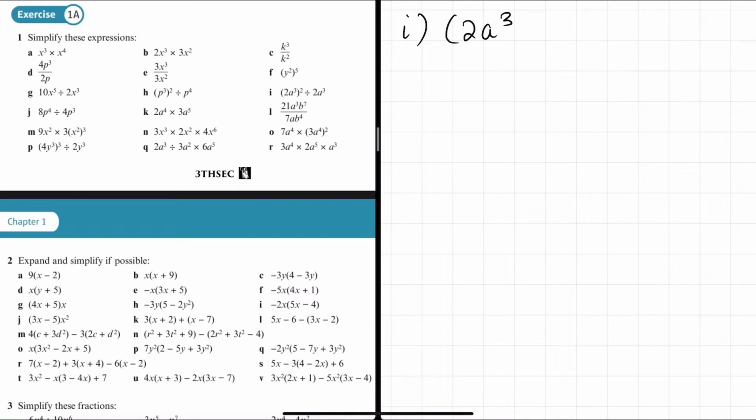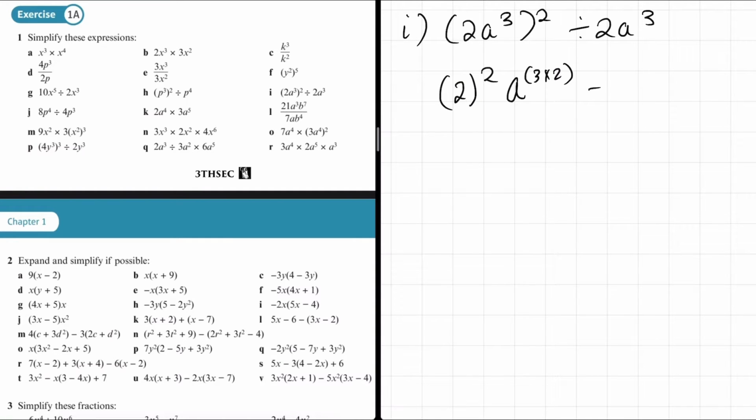2a cubed all squared divided by 2a cubed. So we can expand this out. 2a cubed squared, we would get 2 squared, and then a to the power of 3 times 2, divided by 2a cubed. This leaves us with 4a to the power of 6 divided by 2a cubed. 4 divided by 2 is 2. a to the power of 6 divided by a to the power of 3 is a to the power of 3.